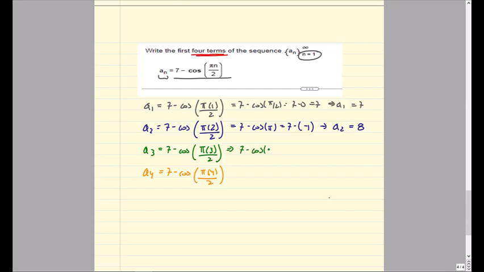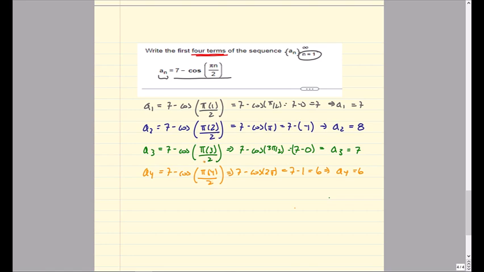Now here, cosine of 3 pi over 2. Cosine of 3 pi over 2 is 0. So I get 7 minus 0 is 7. So I get a sub 3 equals 7. So again, we're getting all these quadrantial angles, so I would suspect this pattern is going to hold if we kept repeating this, let's say the first 10 or 12 terms. So here I'd have 7 minus cosine. 4 divided by 2 is 2, so I'm left with 2 pi here. The cosine of 2 pi is 1, 7 minus 1 is 6, so a sub 4 would equal 6.